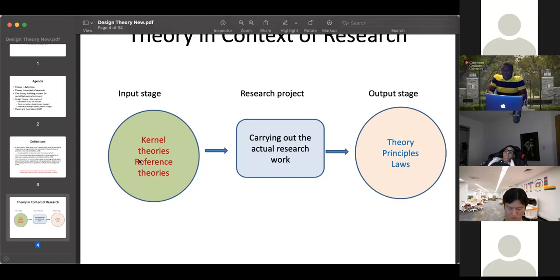And it's usually designing a technological artifact. We are not designing any other thing. Understand? Rather, we are designing IT artifacts, that is man-made objects, to solve organizational problems. The construction of these artifacts must be informed by existing kernel theories, that is, reference theories. These reference theories might be from IS or may not be from IS.